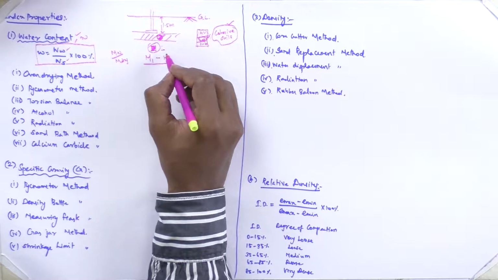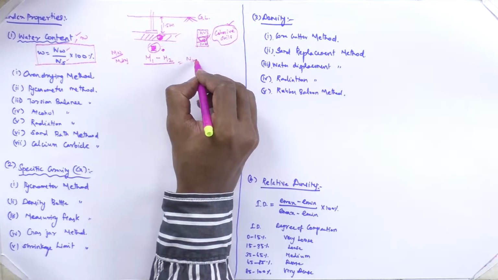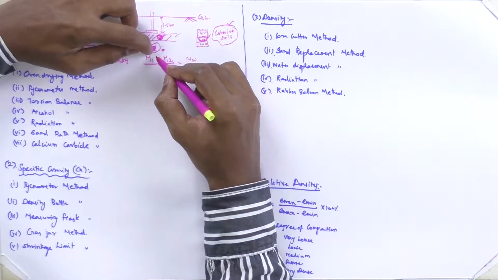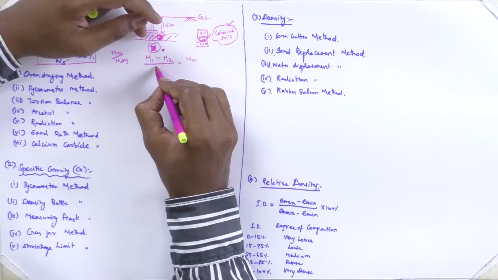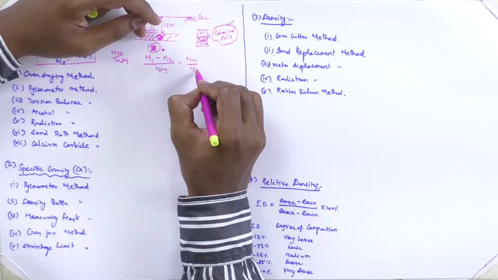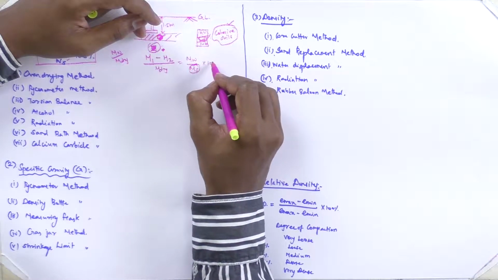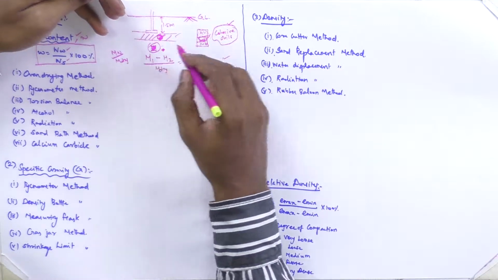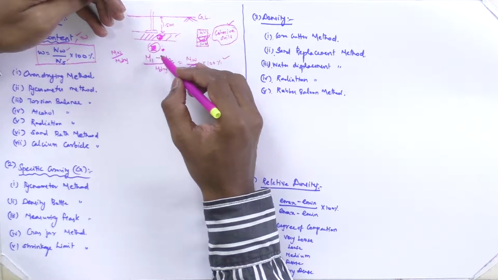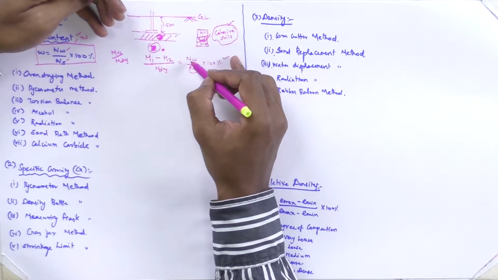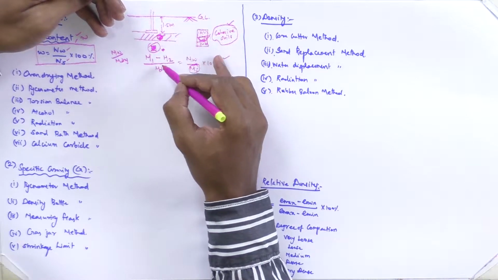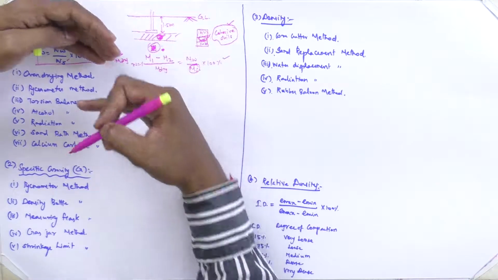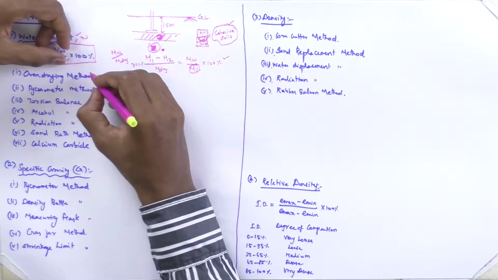So M1 minus M2 will give you the mass of water. This is the wet sample mass and this is the dry sample mass. So wet sample minus dry sample gives the mass of water present, divided by the mass of dry soil, or Ms, as it can also be represented. If you multiply by 100, you will get the answer in percentage. So that is a simple thing. It is very easy. We have some other methods, which we will be discussing very shortly.